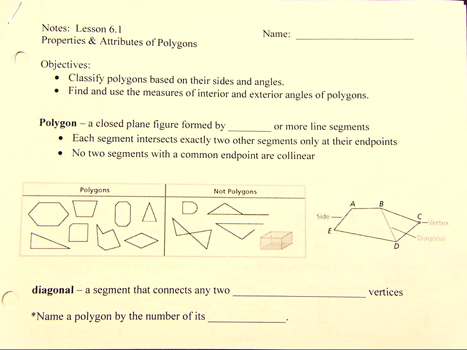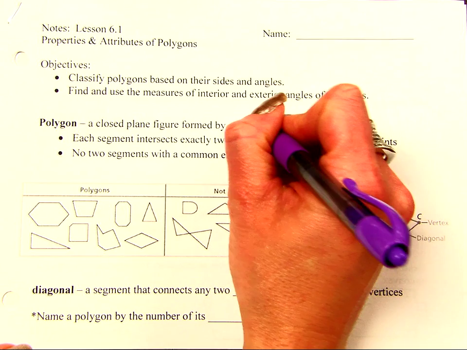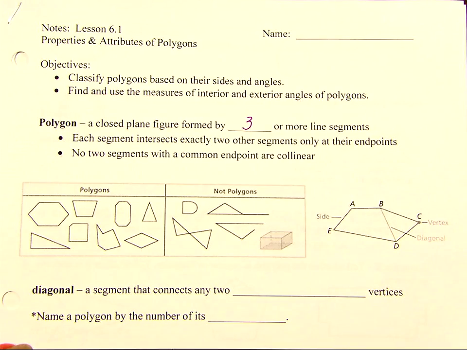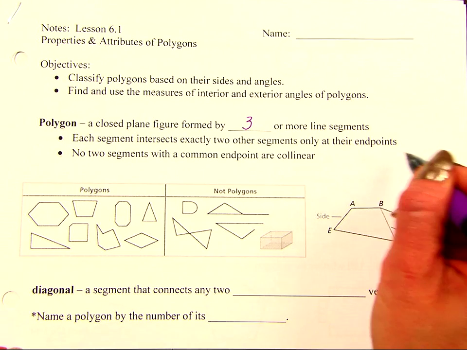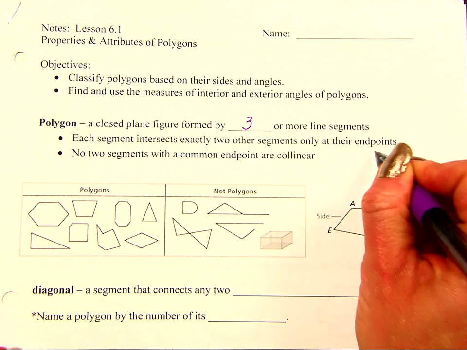In lesson 6.1, we're going to be talking about the properties and the attributes of polygons. So first we want to start by defining what a polygon is. Now, a polygon is a closed plane figure formed by 3 or more line segments. Each segment intersects exactly 2 other segments only at their endpoints. And I'll remind you that that one single endpoint is called a vertex.